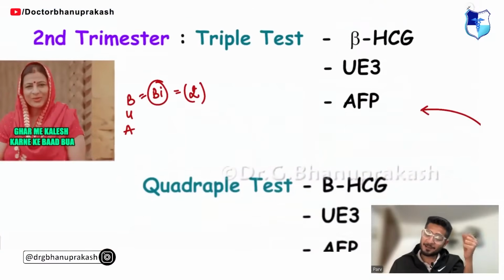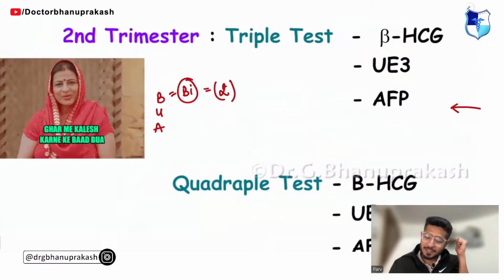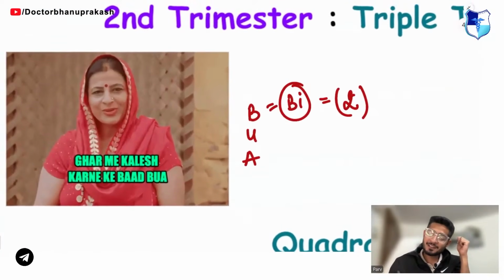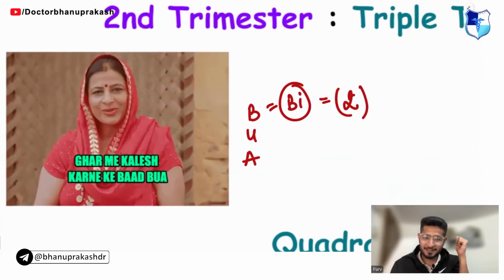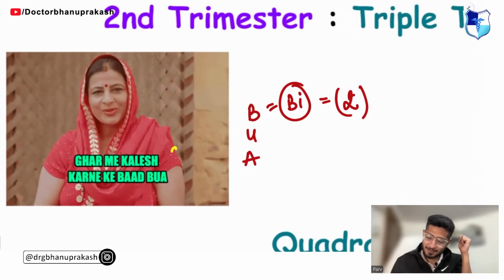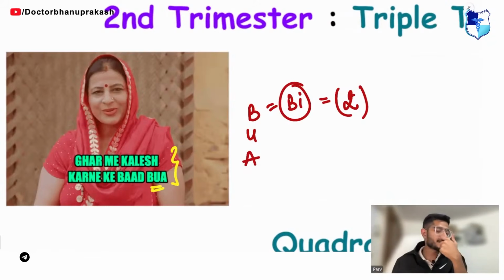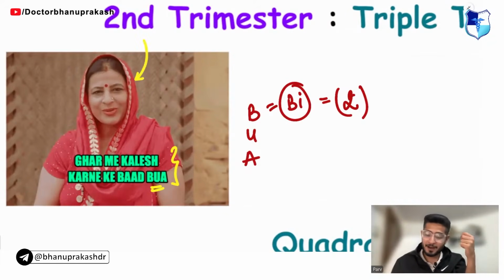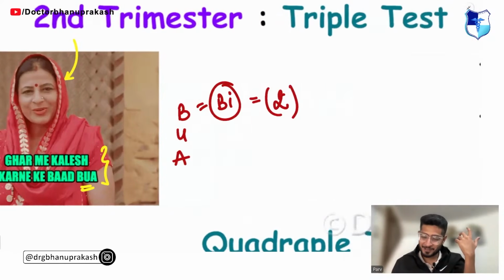In the second trimester, what? I think everybody will agree to this. Who is the one who creates trouble at home? Bua. So in the second trimester you have to remember Bua. I was not able to download the image of Donald Trump, so I just called Bua. Otherwise, Trump was also the same only.